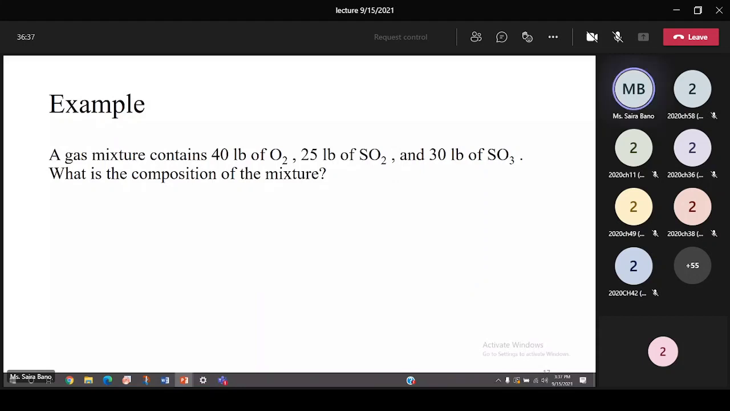So the gas mixture contains 3 components. You have the masses of all three given. You have to find the composition. Please solve it. Then I'll share the solution as well.